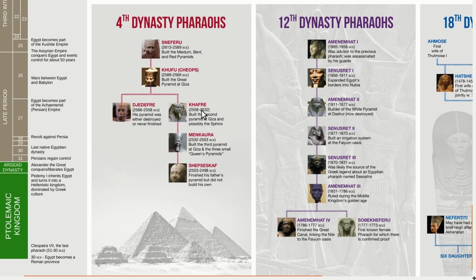And he had two sons. His first son, who became pharaoh after him, Djedefre, also built a pyramid, but that pyramid has since been destroyed, or perhaps it was never finished. So sometimes it's referred to as the Lost Pyramid. But after this individual, Khufu's other son, Khafre, became pharaoh, and he built the second pyramid at Giza.